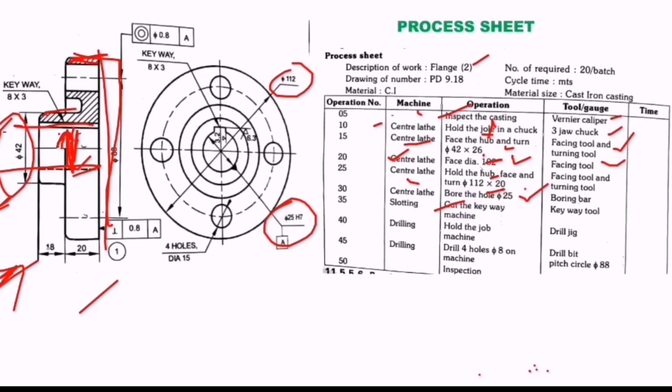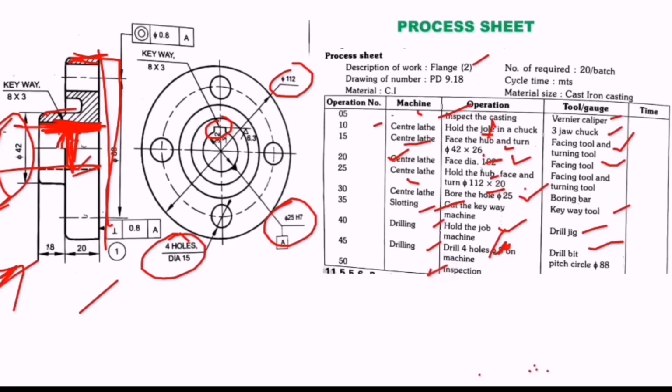Next, cut the keyway with the slotting machine with the keyway tool. Here we can see the keyway symbol. So this is the place of the keyway, this portion. Next, hold the job in the drilling machine with a drill jig. After that, drill 4 holes of diameter 15, so 4 holes of 15 diameter in the drilling machine with a drill bit of 15.